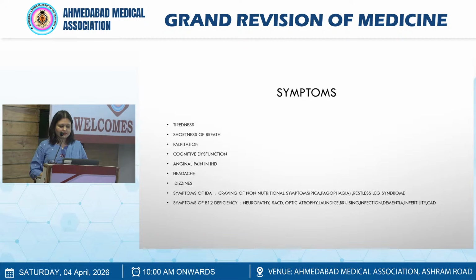Then jaundice. As I mentioned earlier, it is an ineffective erythropoiesis, so jaundice is also present. Bruising. Why? Because B12 deficiency is having thrombocytopenia. એટલે bruising થાય. Then infection. In B12 deficiency, leukopenia is also there, so patient might have infections. Then dementia, even infertility and coronary artery disease.